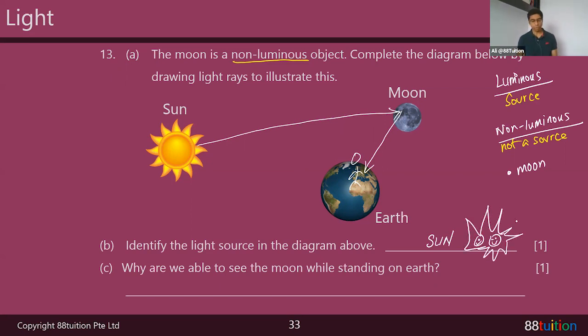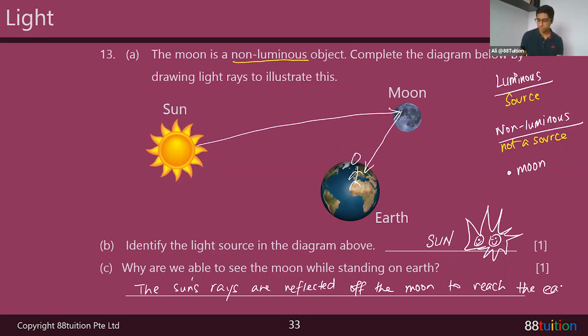Why are we able to see the moon while standing on Earth? Just describe what you draw. Because the sun's rays are reflected off the moon to reach the Earth. I'm just explaining what I drew on top. That's all. The answer, one more, very easy.